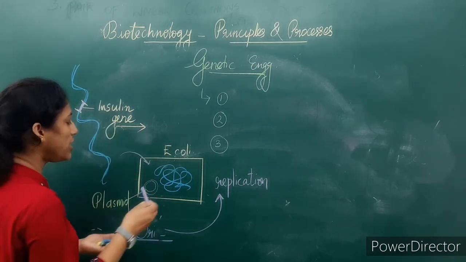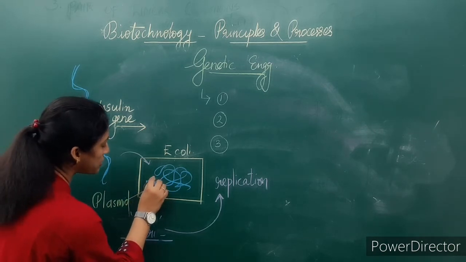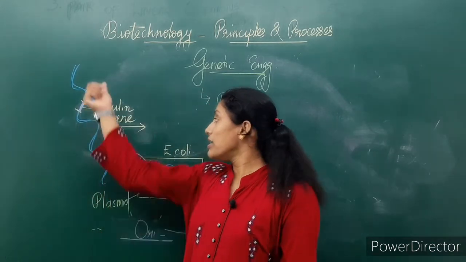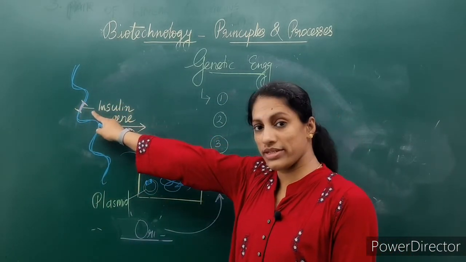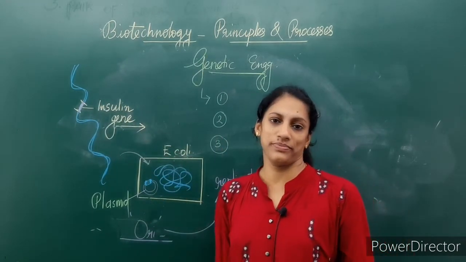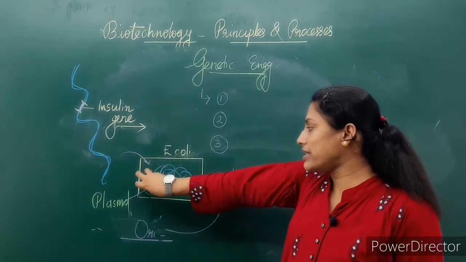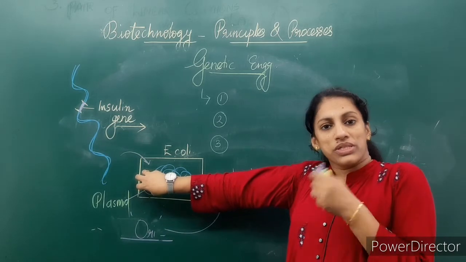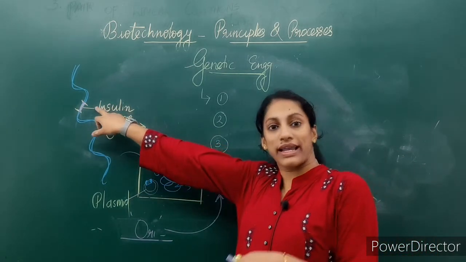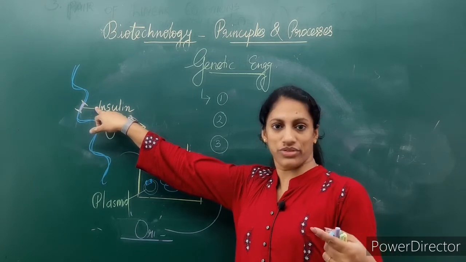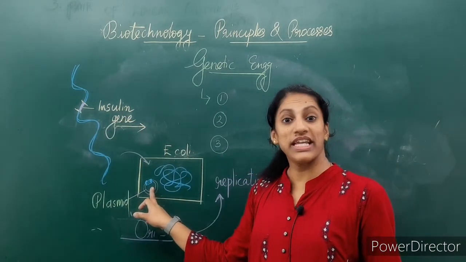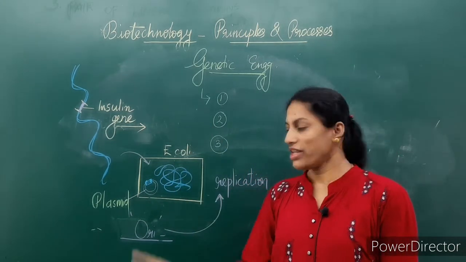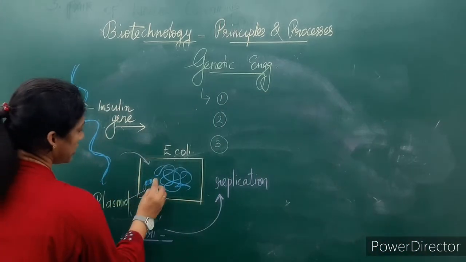If we incorporate the insulin gene into this particular plasmid, what is the status of it now? See, the insulin gene we have isolated and introduced into the plasmid. Plasmid is a circular DNA. Now this circular DNA has an alien piece which we have introduced, so this is known as recombinant. Plasmid recombined with insulin gene. Now this is known as a recombinant DNA.